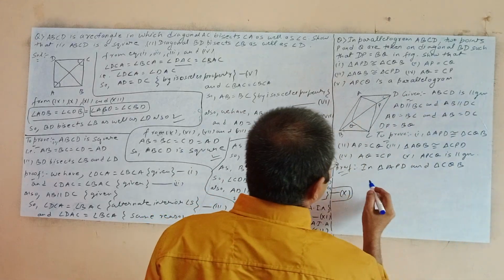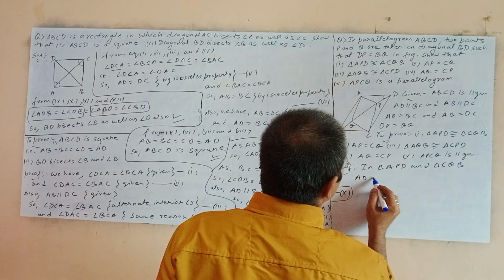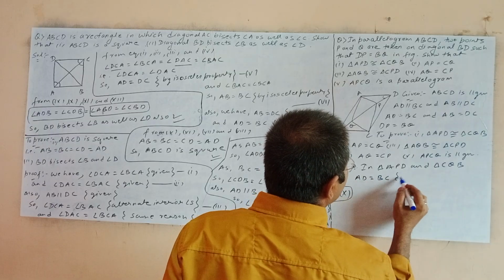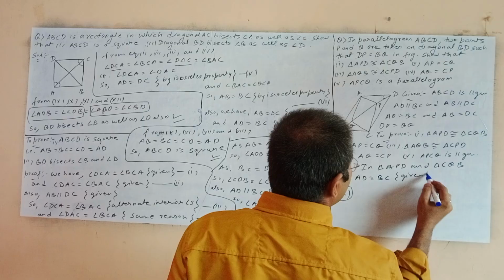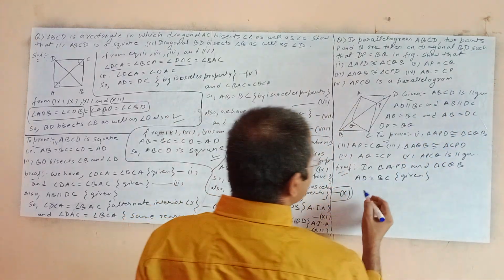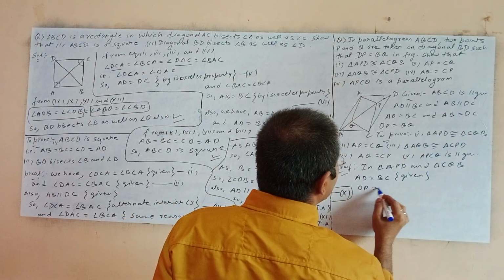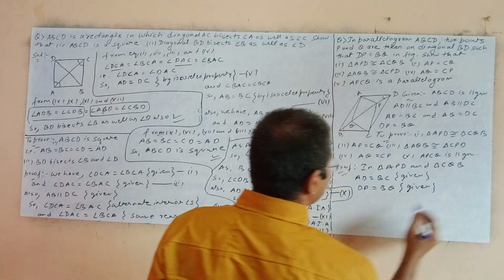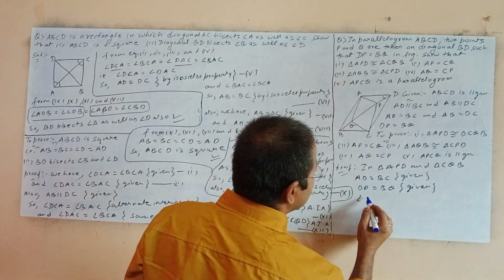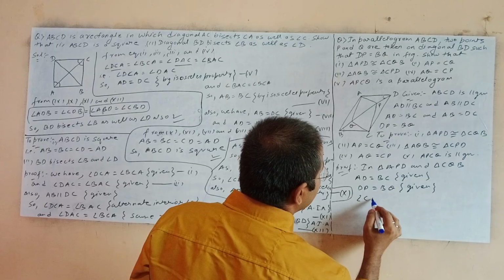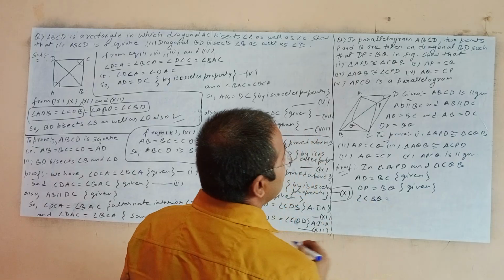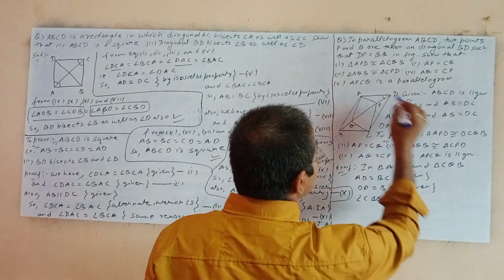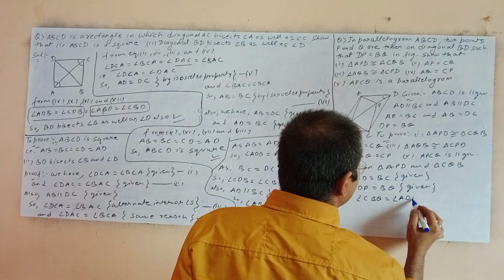So here you will write AD is equal to BC. Why? Given. DP is equal to BQ, again given. Angle CBQ is equal to angle ADP.